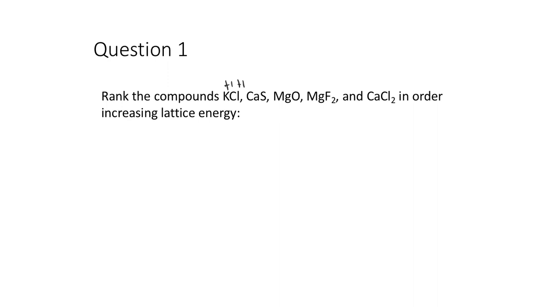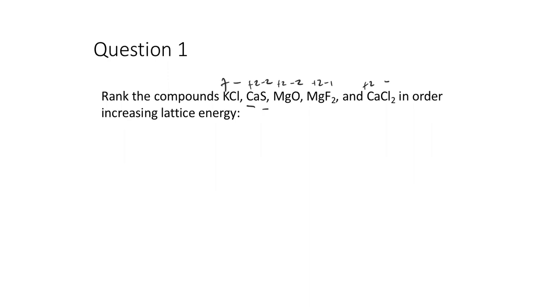So I got a +1 -1 for KCl. I have a +2 -2 for the next two compounds, calcium sulfide and magnesium oxide. I'm just looking for the row of these atoms in the periodic table. Calcium's common ion is +2, sulfide -2, magnesium +2, oxide -2. I got a +2 -1 for magnesium fluoride, and the same thing for the chloride.